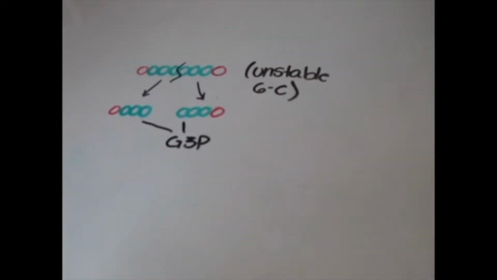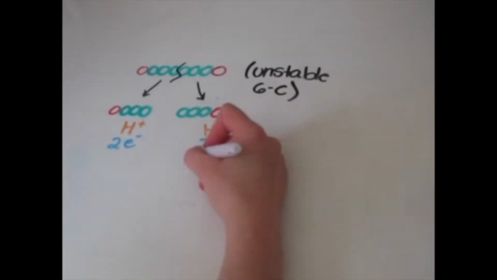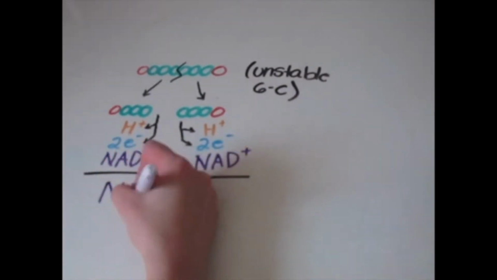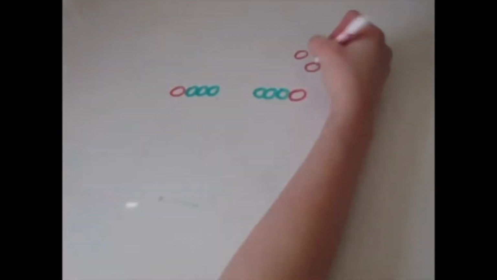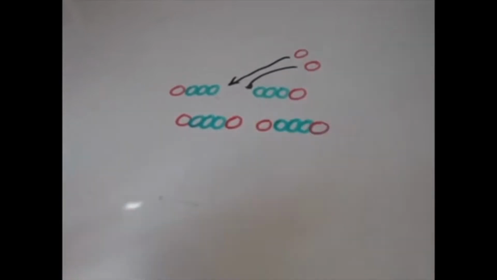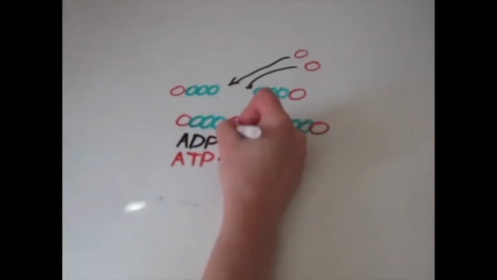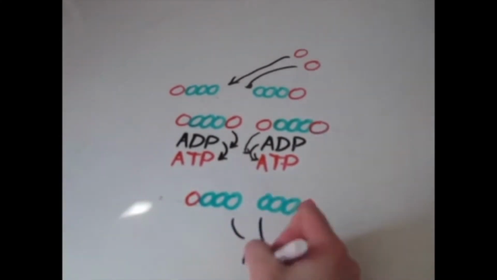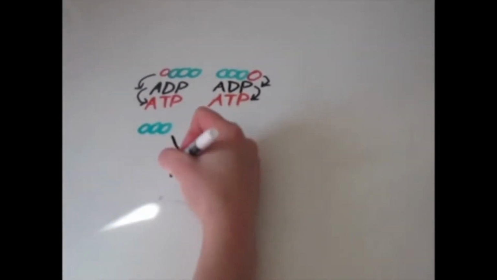The G3Ps get a hydrogen and 2 electrons ripped off of it and are attached to an NAD+ molecule, creating NADH. The G3P also gains, then immediately loses a phosphate to make ATP, and becomes PGA, 3-phosphoglycerate. It's stripped of another phosphate, making another ATP, and becomes a major product of glycolysis, pyruvic acid, or pyruvate.